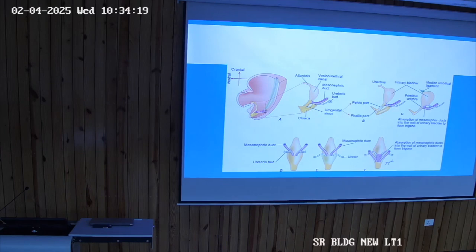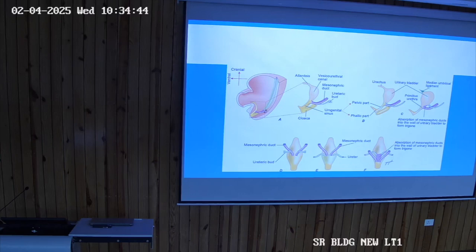So the distal most part of the urethra in male is derived from the ectoderm. That is why there is a difference in the epithelium in the male counterpart as compared to female. In female, it is derived from the pelvic part and the lower vesicourethral canal. In male, it is derived from the lower vesicourethral part, pelvic part and a small upper part of the phallic part.